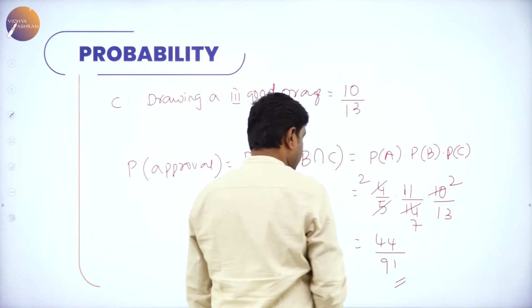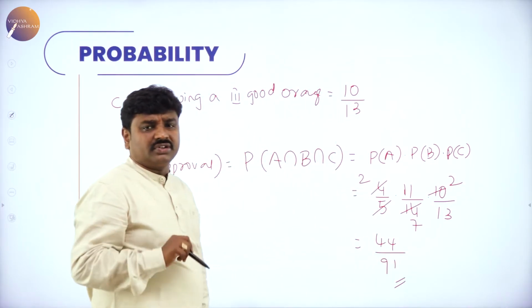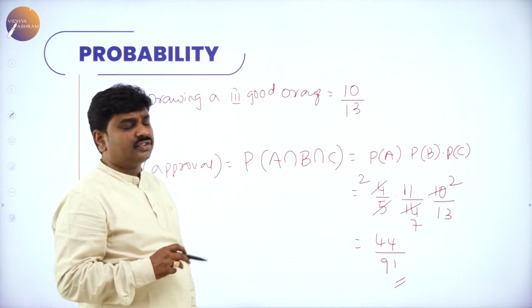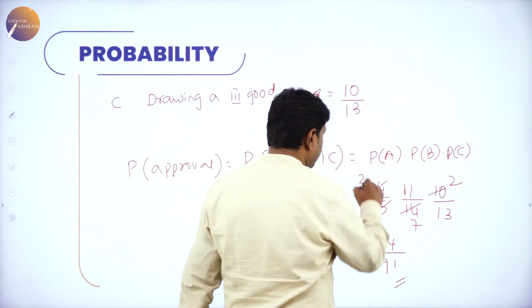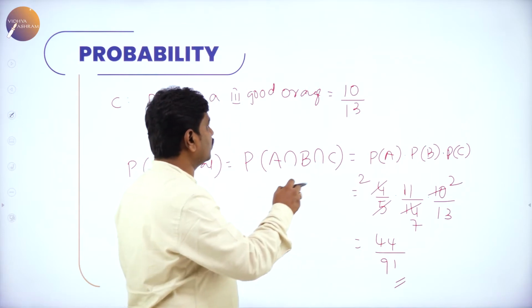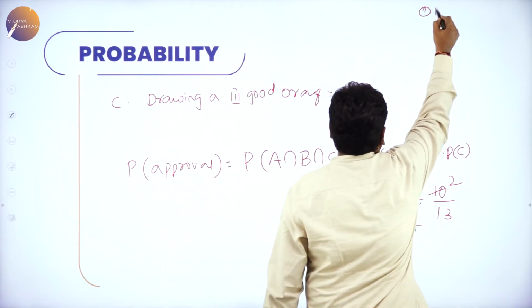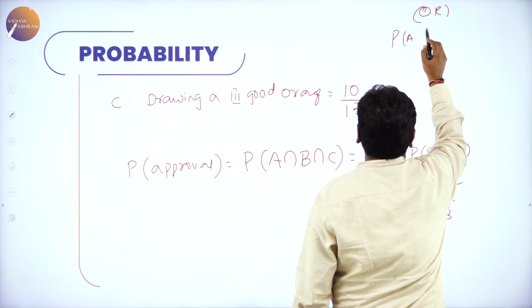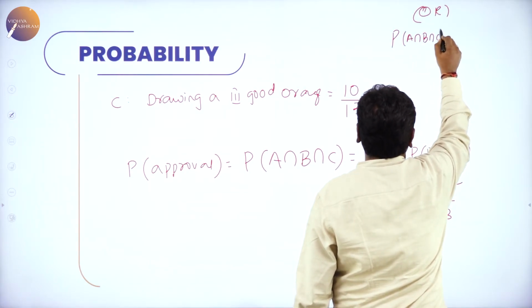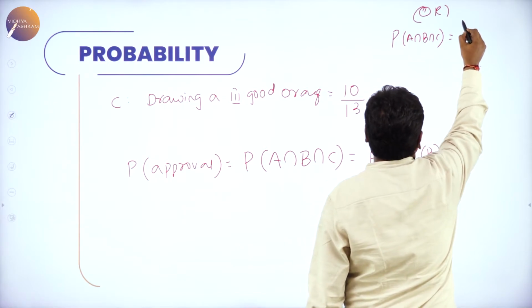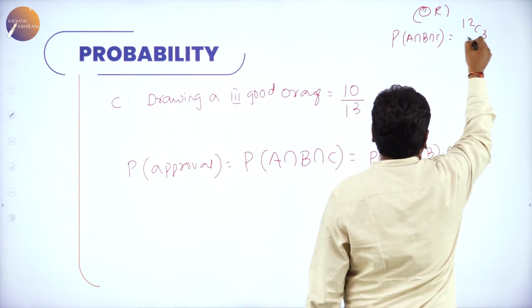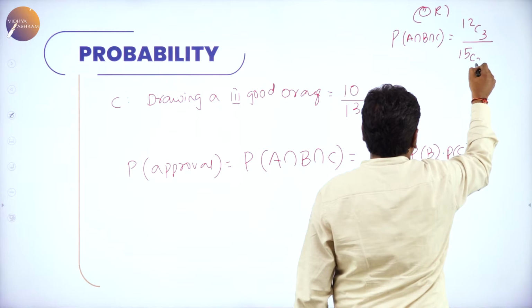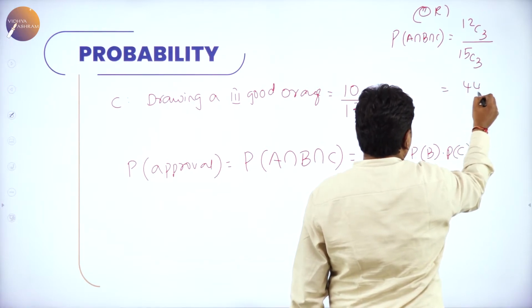91, 44 by 91. The other way of doing this: I am drawing 3 good oranges, so I am using the multiplication theorem. Another way of solving this, or another method, I am showing. If you want to draw all 3 good oranges, so A intersection B intersection C, favorable by total number of outcomes. Out of 12 you should draw 3, and the total number of oranges is 15, 15C3. If you do this, you will get the same 44 by 91.